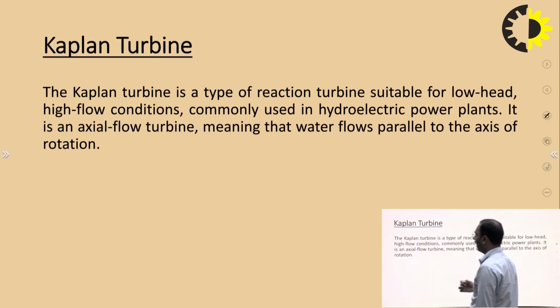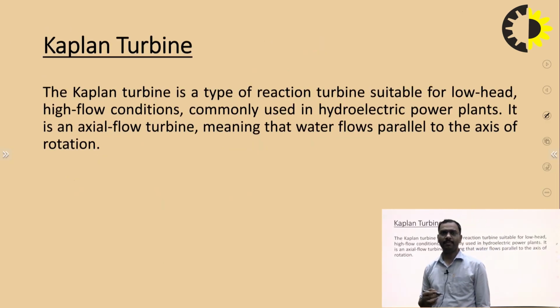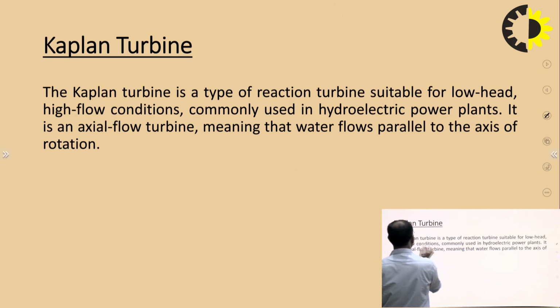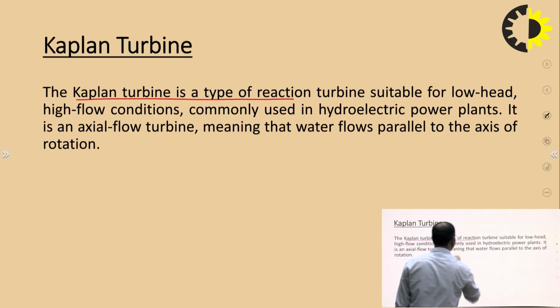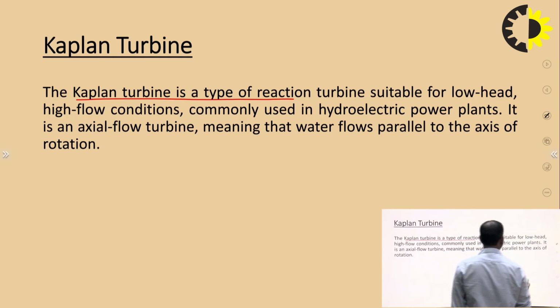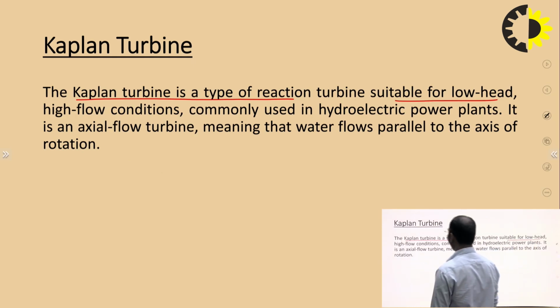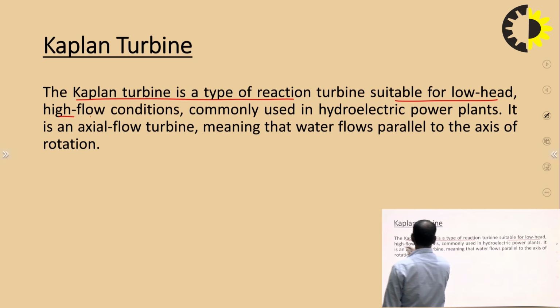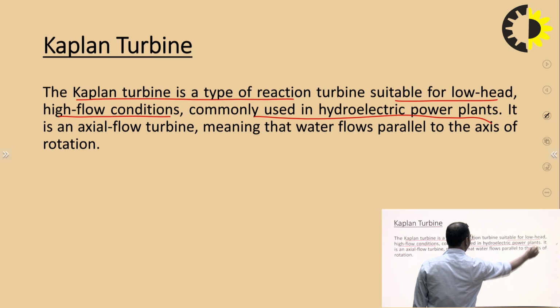Now I will discuss Kaplan turbine. So what is Kaplan turbine? So basically, Kaplan turbine is a type of reaction turbine suitable for low head and high flow conditions, commonly used in hydroelectric power plants.